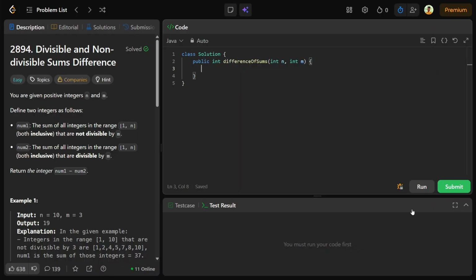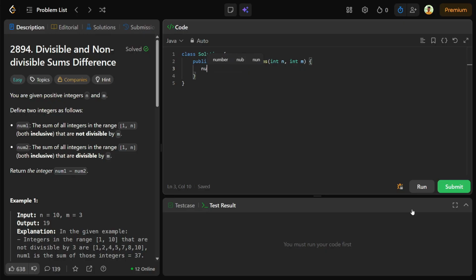LeetCode problem 2894. Divisible and non-divisible sums difference. So in this question, we will be given two positive integers, n and m, and we have to define two integers, num1 and num2, where num1 will be the sum of all integers from range 1 to n that are not divisible by m, and num2 will be the sum of all integers divisible by m.